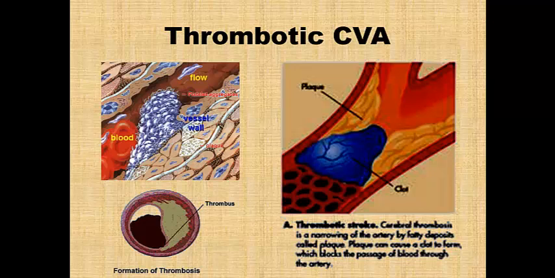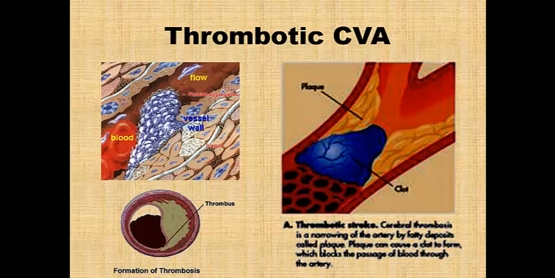So I just want to go over a couple more things with the different kinds of CVAs. So a thrombotic CVA, the thrombotic stroke, there is a cerebral thrombus or clot that is caught up in the narrowing of the artery by plaque, very similar to what we talked about with an MI. Again, plaque causes a clot formation which blocks the blood flow through the artery.